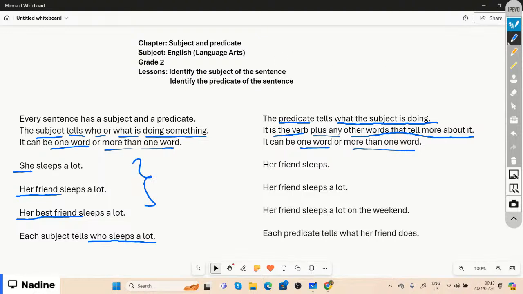All right, so we can say her friend sleeps. So now we need to ask ourselves, what is her friend doing? If we say what her friend is doing, then we can say her friend sleeps. So sleeps is our predicate, or like we would say, the verb. So what is the friend doing? Because the friend is the subject, we say sleeps.